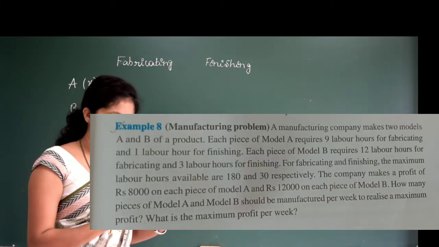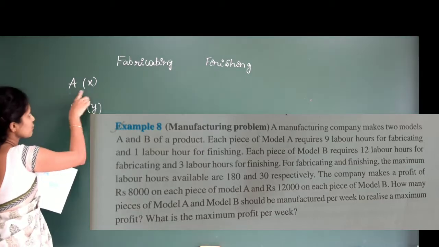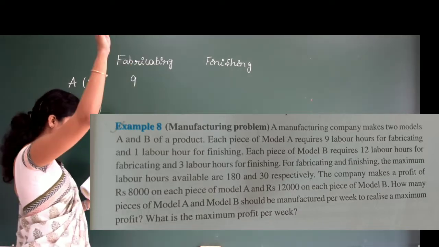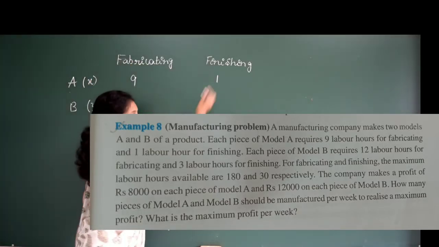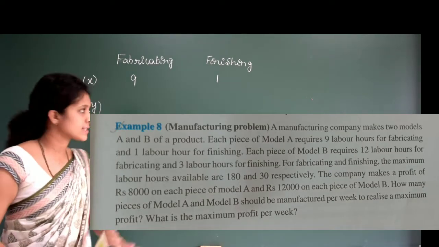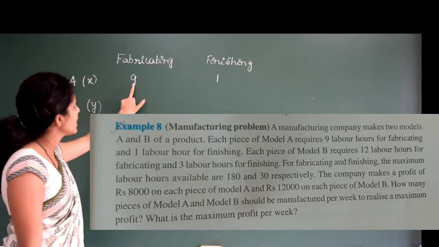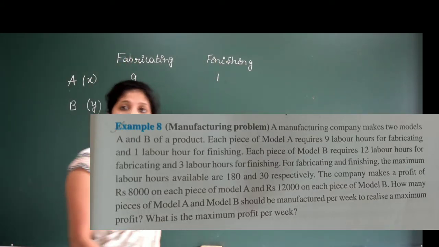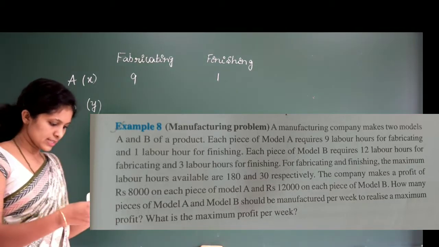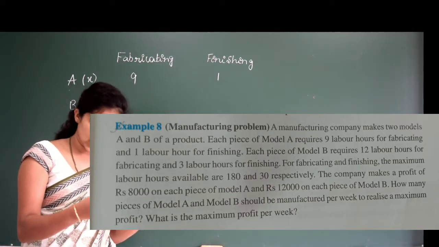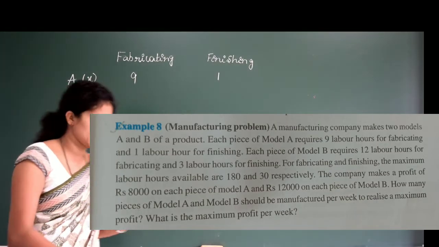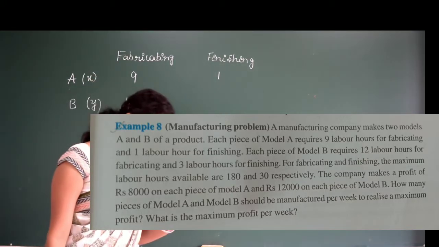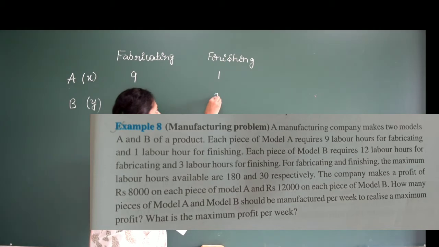Each piece of model A requires 9 labor hours for fabricating and 1 hour for finishing. Is it clear? This is for model A. Now we'll see model B. Each piece of model B requires 12 labor hours for fabricating and 3 labor hours for finishing.